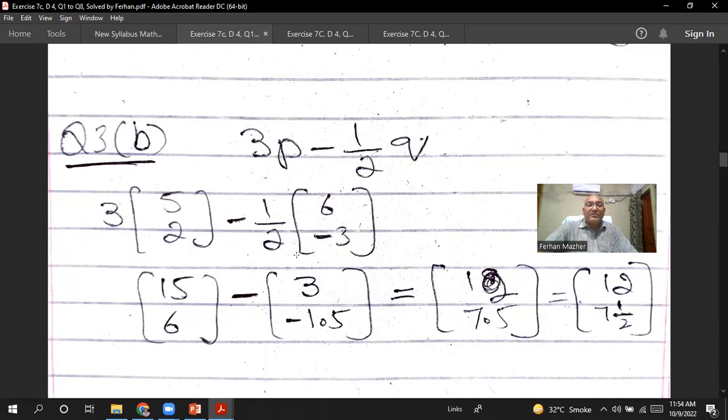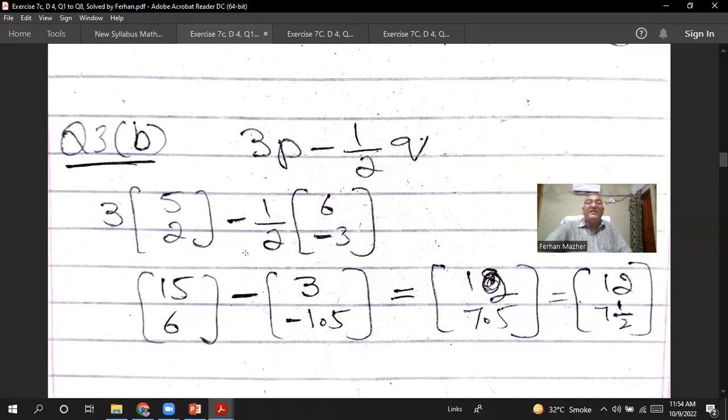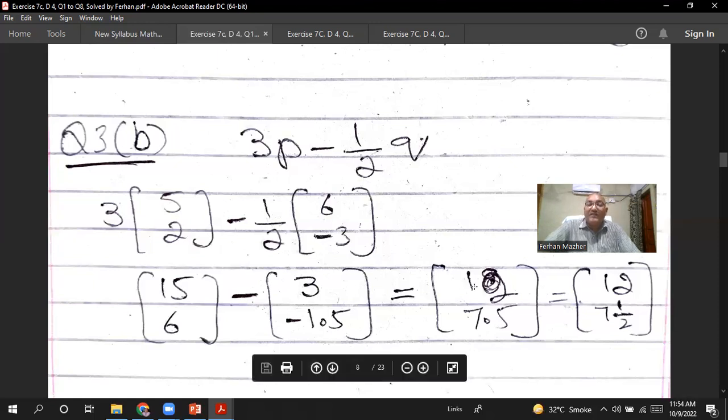So 3 divided by 2 minus 3 divided by 2 will be minus 1.5. So it will be 15 minus 3 will be 12, and 6 minus 1.5. That will be 6 plus 1.5, and that will be 7.5. And this can be written as 12, and 7.5 can be written as 7 whole 1 by 2. So this is how you do question number 3, and it's the B part.